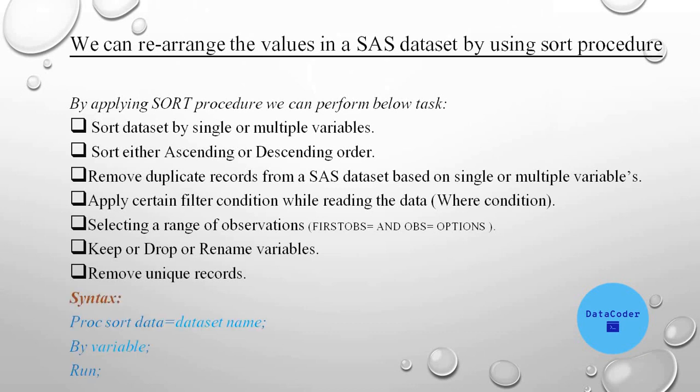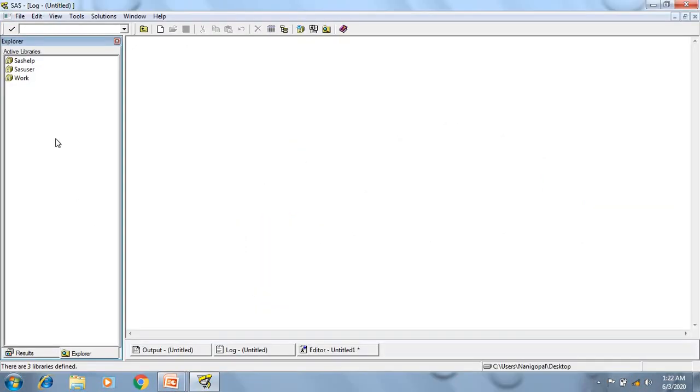This is the syntax of the sort procedure. Proc sort data equal to dataset name. In the by statement, we need to mention the variables based on which we need to sort the dataset, and run. So let's go to SAS and see one example.